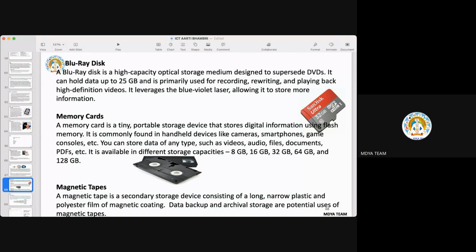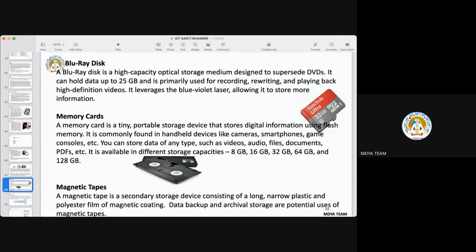Now, Blu-ray discs are similar to CDs and DVDs, but their capacity is much more as compared to CDs and DVDs. It is a high capacity optical storage medium. So it holds data up to 25 GB.